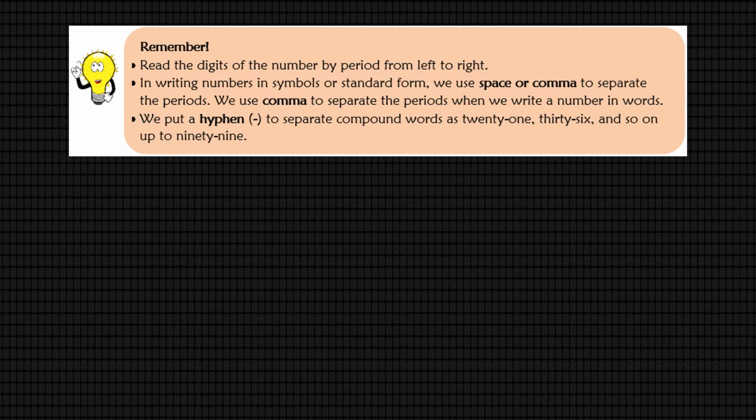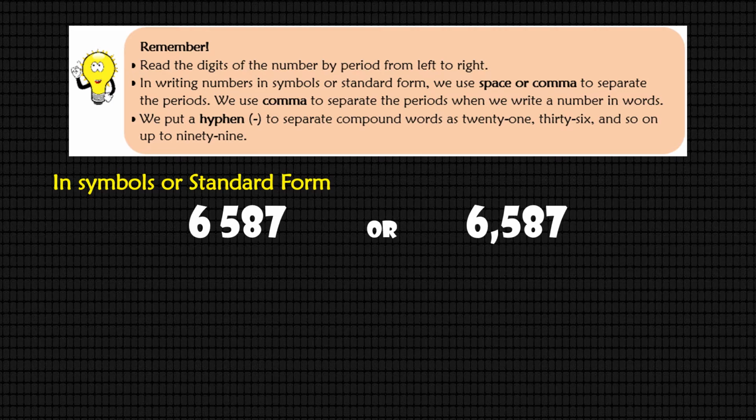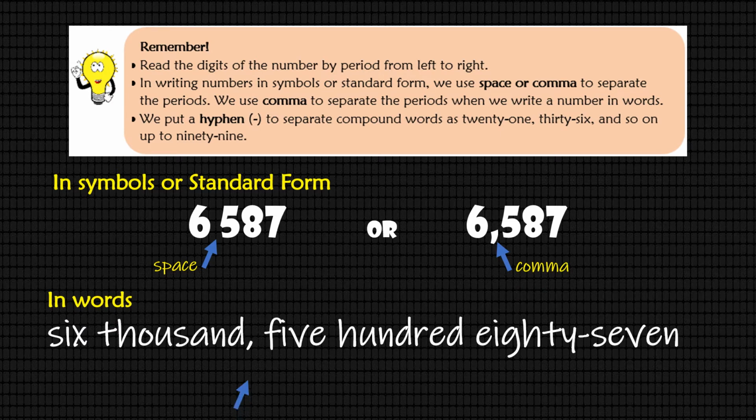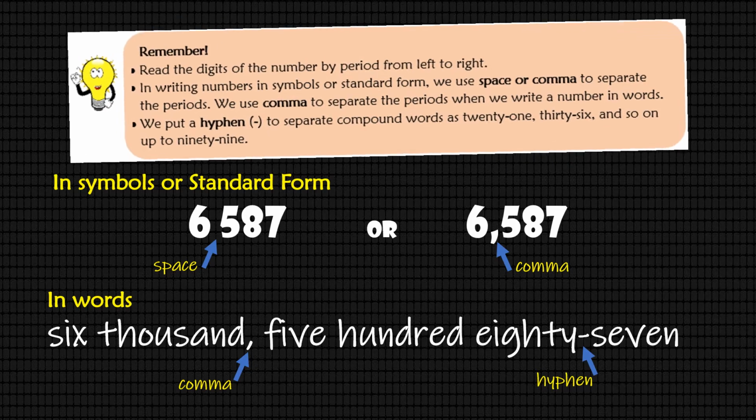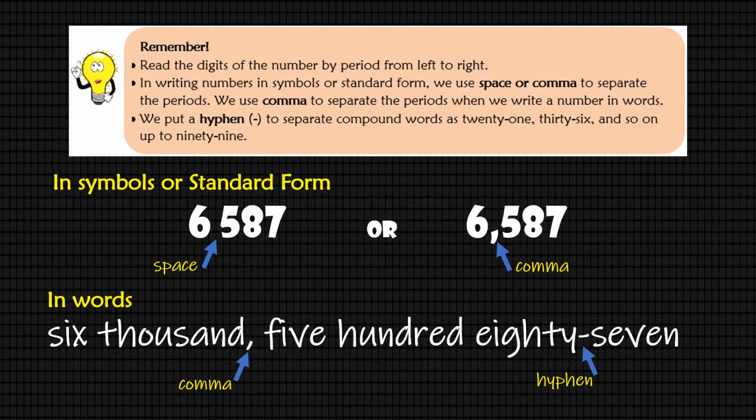Children, please do remember that when we read numbers, we read the digits of the number by period from left to right. In writing numbers in symbols or standard form, we use a space or comma to separate the periods. And we use a comma to separate the periods when we write a number in words. We put a hyphen to separate compound words such as 21, 36, and so on up to 99.